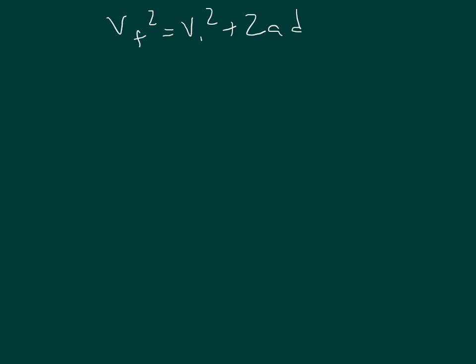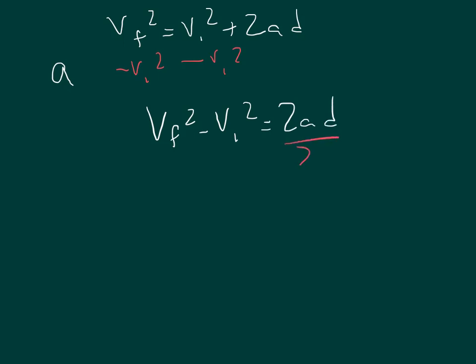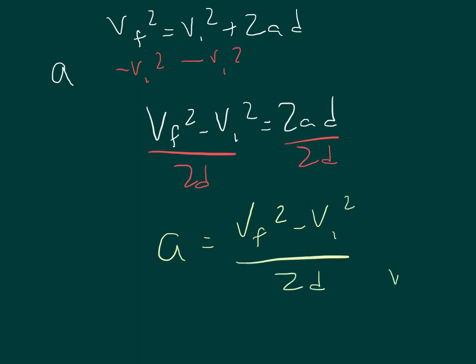Okay, now let's go to our arrangement for A. To do that, I'm going to subtract VI squared from both sides. So I'm left with VF squared minus VI squared is equal to 2AD. Then I'm going to divide both sides by 2D. So I'm left with my new formula, A is equal to VF squared minus VI squared over 2D, and the units are meters per second squared.